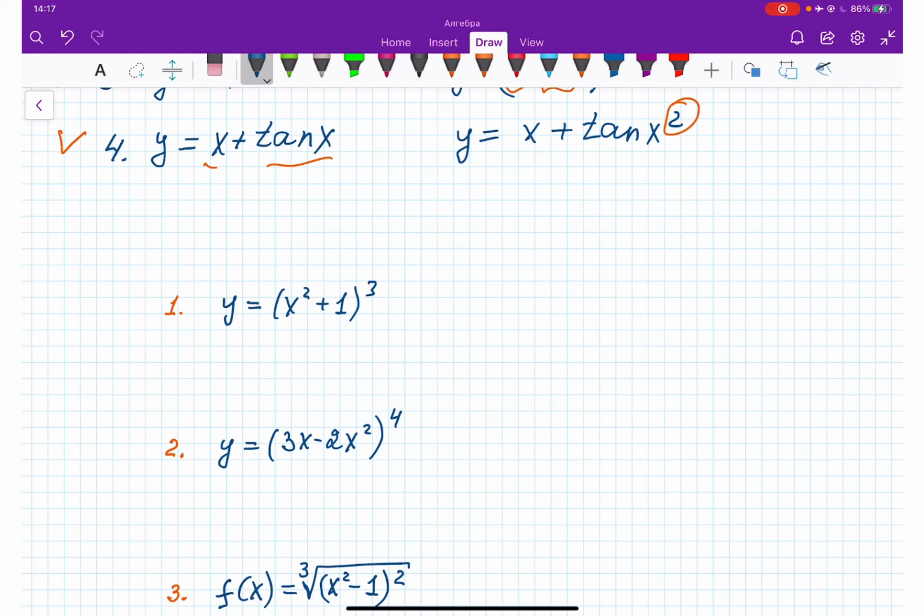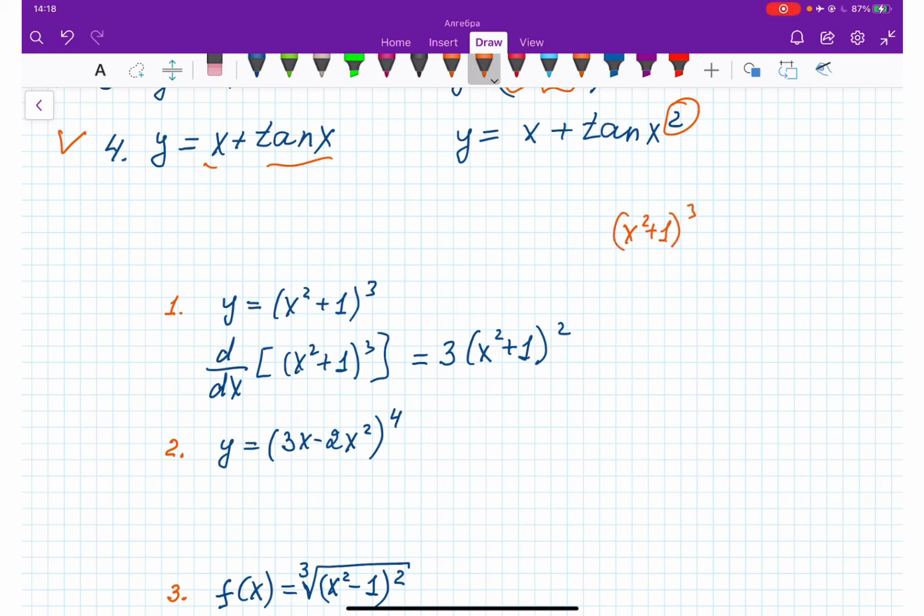Let me write down d by dx of (x squared plus 1) to power 3. That is equal to, I'm going to take first the derivative of (x squared plus 1) to power 3, which is going to be equal to 3 times (x squared plus 1) to power 2, because I imagine, let me do some drafting here, (x squared plus 1) to power 3. This I can represent, x squared plus 1, with k, let's say. So if I want to take the derivative d by dk of k cubed, it's going to be 3k squared, right?